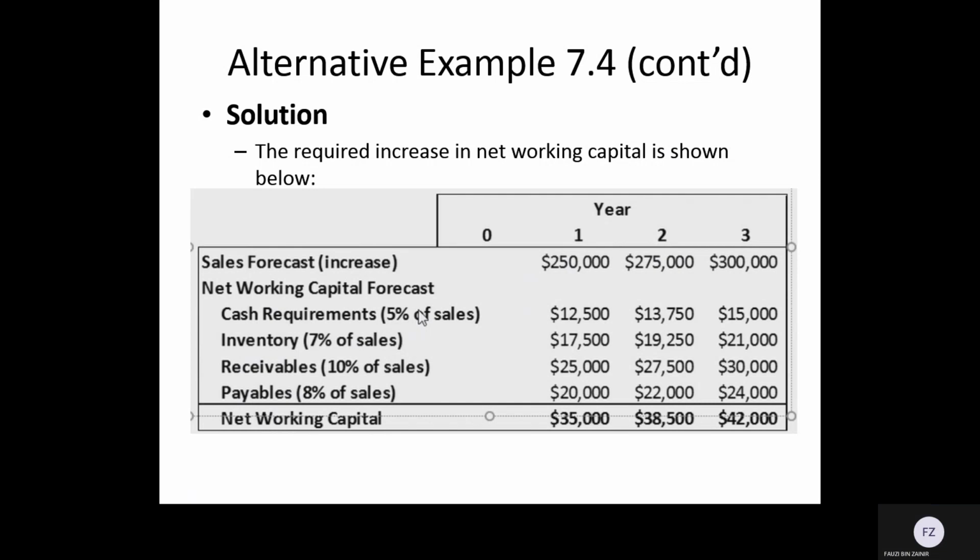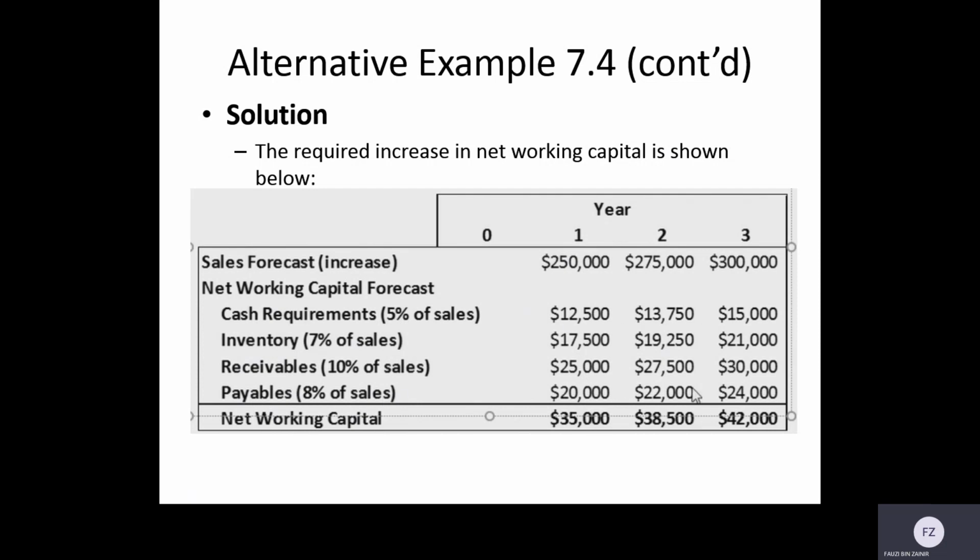In other words, the cash requirement is basically 5% of sales, so 5% times 250,000 gives you 12,500. The same thing for year 2, 5% times 275,000, you get 13,750, and year 3 comes to 15,000. So you do the percentages for each one of the sales. Sometimes the percentage is against sales, and sometimes, for payables, as we have done previously, it is against cost of goods sold. For this example, you use sales for all of them.